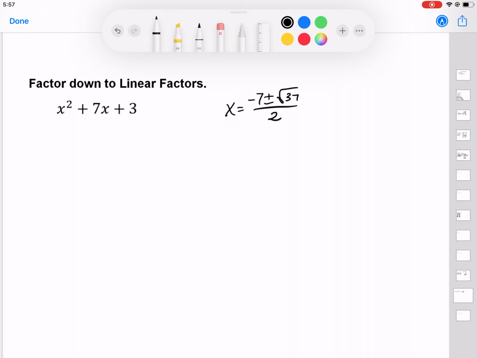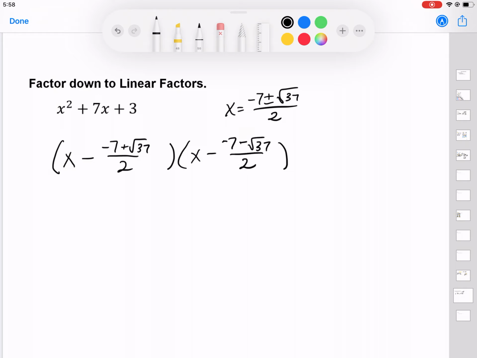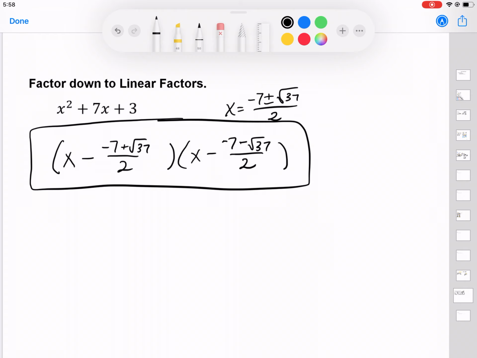So if you see one like this where it's 3 terms, the way you'd factor this is you do x minus one of those factors and then x minus the other factor, because you're always subtracting the 0. So we have x minus negative 7 plus square root of 37 over 2, and then x minus negative 7 minus square root of 37, all that over 2. And there would be your solution.